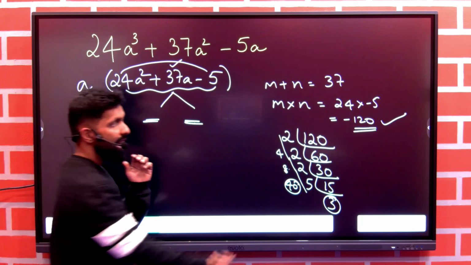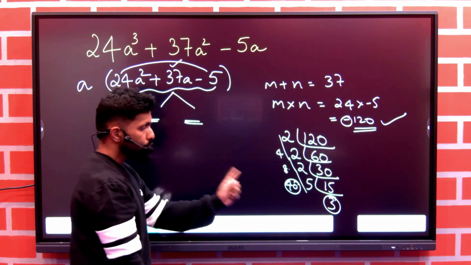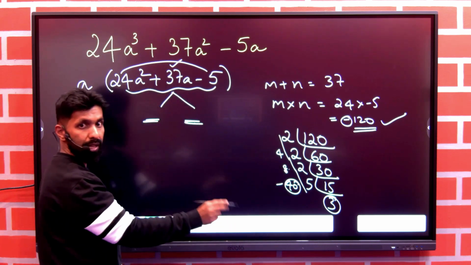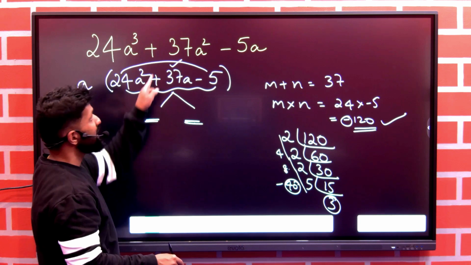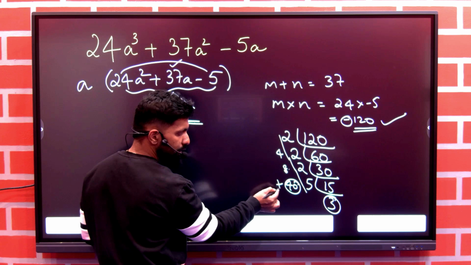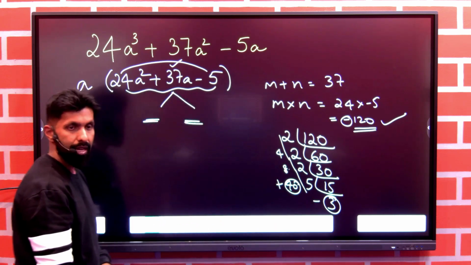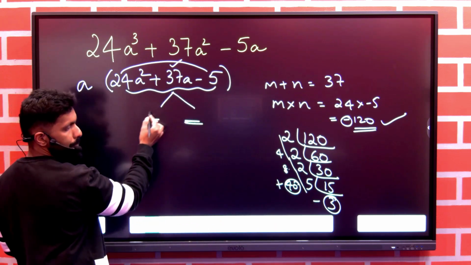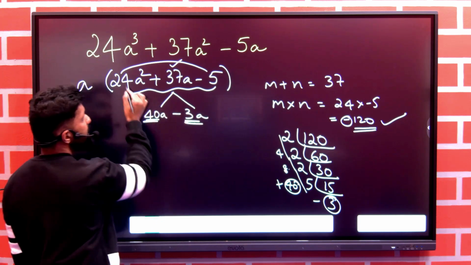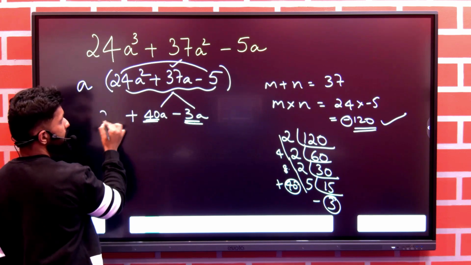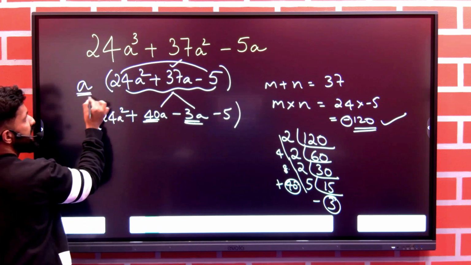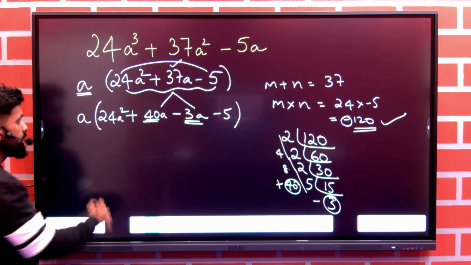What is there in my mind? I had a minus sign in my mind, if you remember. So whom to give the minus sign to? If I give the minus sign to 40, minus 40 plus 3 will become minus 37. But the question wants a plus 37, isn't it? So I'm not supposed to give the minus sign to 40. I'm supposed to give the minus sign to 3. So the required factors here are 40a minus 3a. Copy the remaining terms as it is. So plus 24a square as it is, minus 5 as it is. And remember, there was a outside. You can't forget that, right? So a as it is.